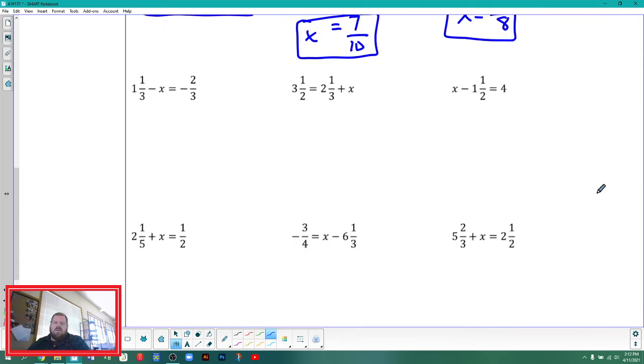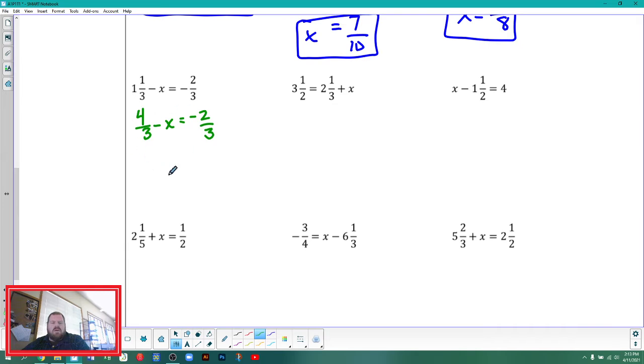We got 6 more of these. Got plenty of problems to practice on. Some of these have some mixed numbers that we've got to deal with. So I'm just going to rewrite the equation without mixed numbers. 3 times 1 is 3, plus 1 is 4, so that's going to be 4/3 minus x is equal to -2/3.